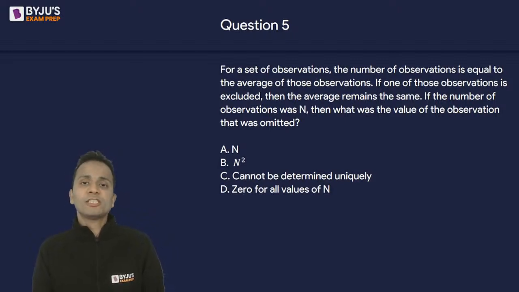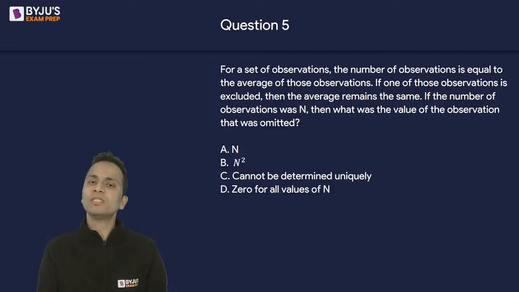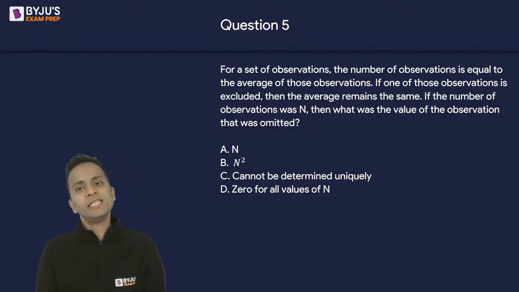Now it says for a set of observations, the number of observations is equal to the average of those observations. If one of those observations is excluded, then the average remains same. Okay. Now, if the number of observations is n, then what was the value of the observation that was omitted? Now, basic law of averages will be required. If you know that, you can straight away mark an answer. Or you can frame equations and get the answer as well.